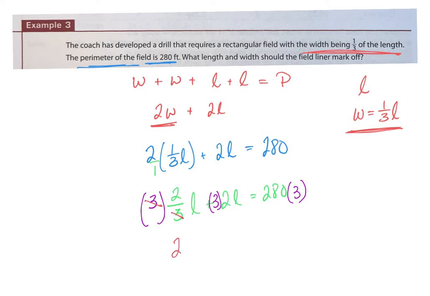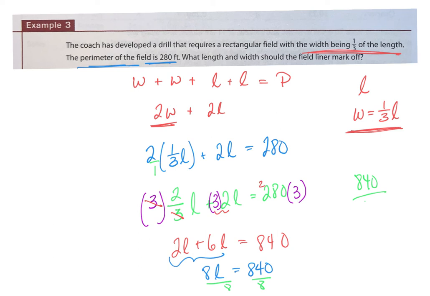So I just have 2l plus, what's 3 times 2? 6l equals, so just multiply it out, 3 and 0, 3 and 8, 3 and 2, right? Plus 2. All right, so I am going to combine my like terms. How many l's do I have? 8 l's, 840, and then I'm going to divide by 8. So when we have 840 divided by 8, just do it one at a time. 8 goes into 8 how many times? 1, and 8 goes into 40 how many times? 5.